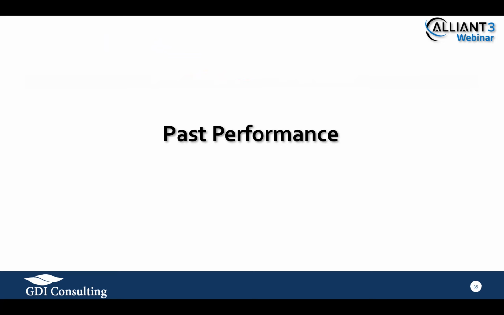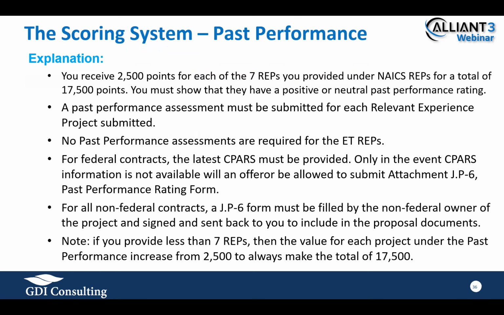Okay, let's move on. Let's go to past performance, which is another main factor. You receive 2,500 points for each of the 7 REPs you provided under the ETREPs, for a total of 17,500 points. You must show that they have a positive or neutral past performance rating. A past performance assessment must be submitted for each relevant experience project. Now, this can be a CPAR, and if a CPAR is not available, there's a form called JP6, past performance rating form. You have to get that filled and signed by the contracting officer if it's a federal contract, or by the owner of the contract if you're using a commercial contract, or if you're a sub to a prime, then the prime must actually fill this out and sign it.